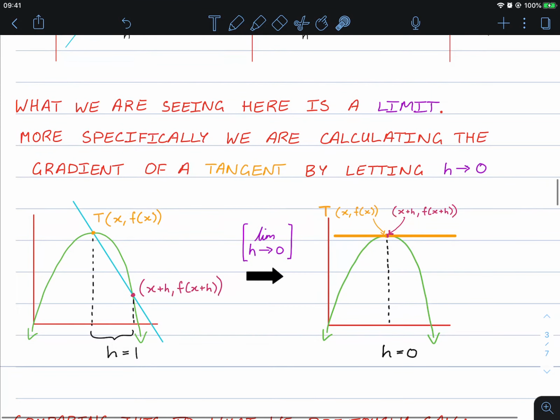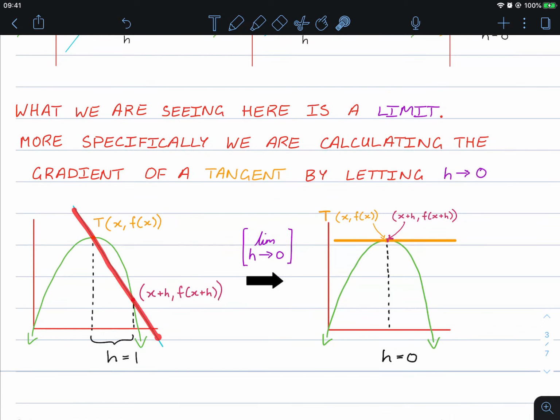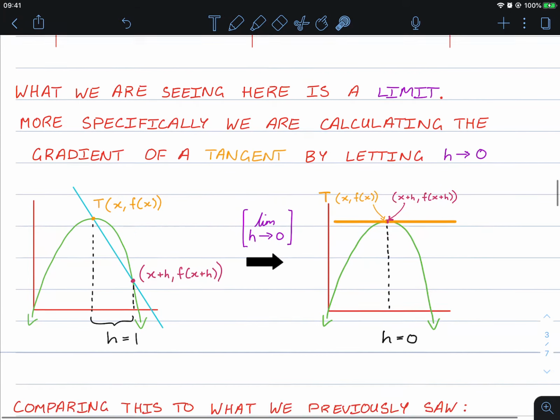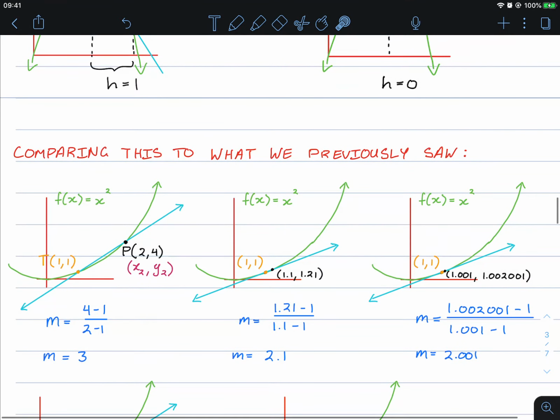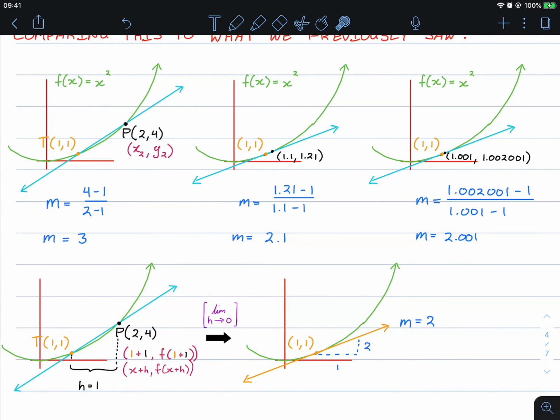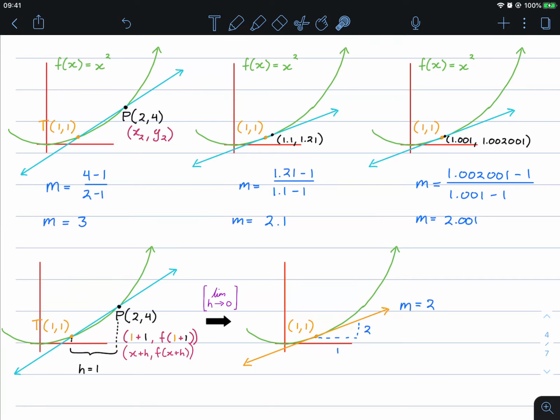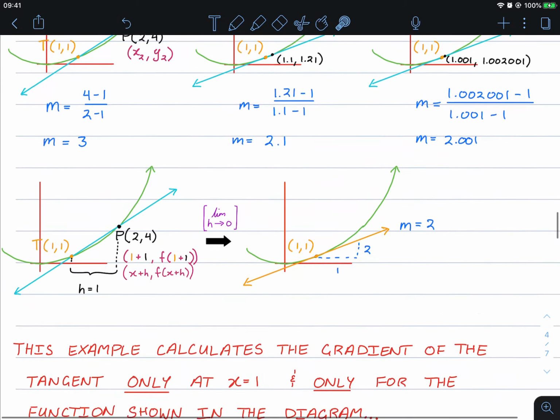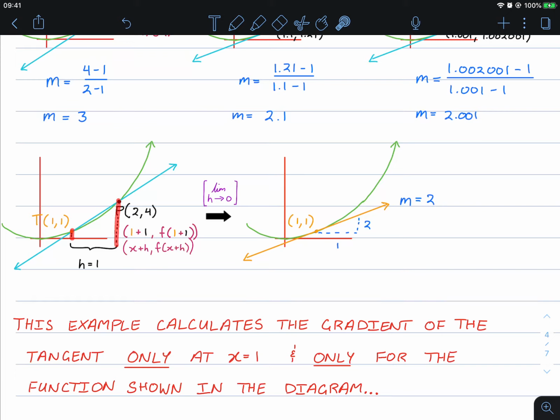So if we were to calculate this gradient and let h approach 0, so it gets closer and closer, that point moves closer and closer, and it becomes the tangent. Comparing this to what we previously saw, we let the 2 points be some values, but rather than be 2 different values, I want you to imagine that the distance between the two is actually approaching 0. So they're getting closer and closer. So in summary, we're moving this point here. Let's say it has a distance of 1. Once we move the distance to 0, the point becomes the same point, resulting in the tangent, giving us the tangent m equals 2.